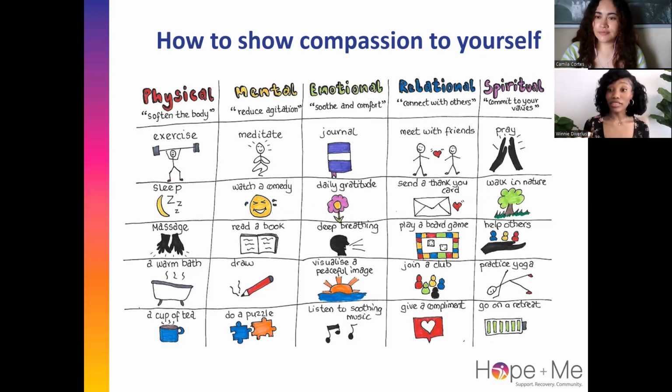Emotionally, how can we soothe and comfort ourselves? We can do so by journaling. And through this journal, we can write daily gratitudes. And these are exercises that you can do when you start your day, hoping to have a great day overall, or at the end of your day, especially if you had a tough day. It's great to look back on the day and pinpoint or label the greater parts of the day that maybe went into the back of your mind because we're so focused on what went negatively. Visualizing a peaceful image, listening to soothing music, great ways of comforting ourselves, and taking deep breaths.